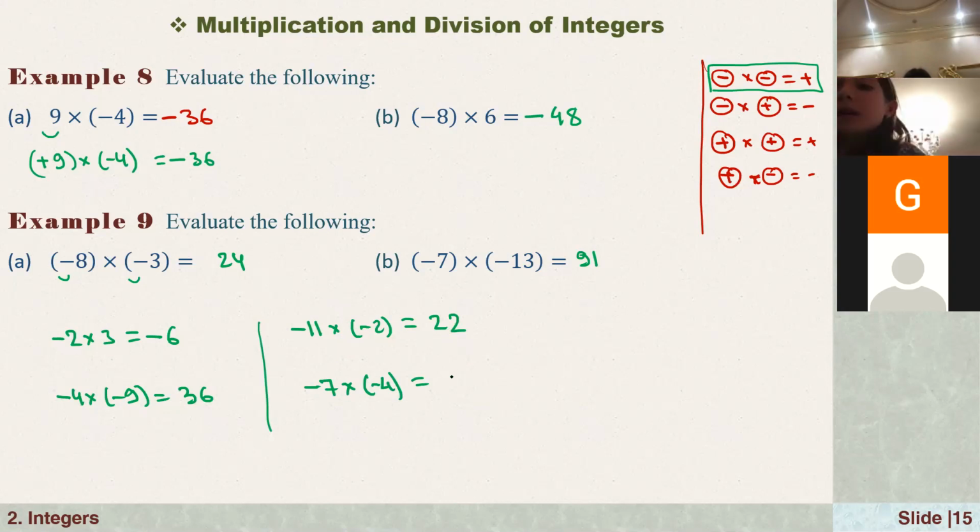Don't say "I think." You should tell me exactly. Okay, negative 7 times negative 4 is positive, 7 times 4, it is 28. Because if they are both negative, we can just multiply them. Very good, very good, very good.